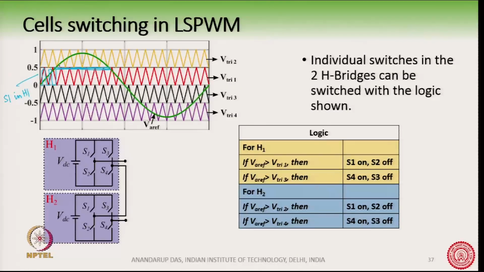S1 in H2 will be doing the pulse width modulation depending on the on off condition. So, this is the S1 in H2, whereas in this portion S1 in H2 will be completely turned off. So, it will be turned off at the lower portion.